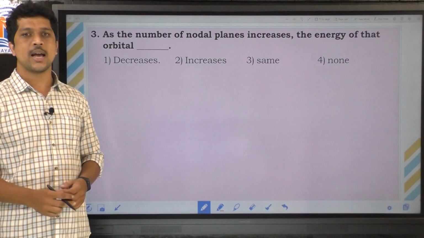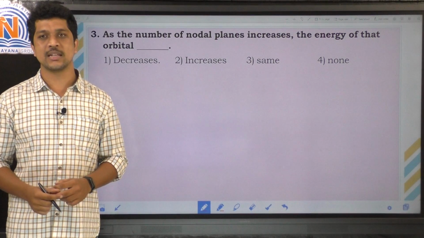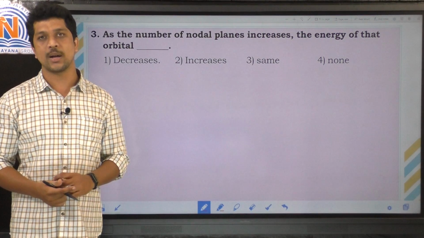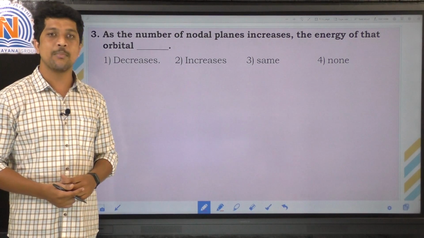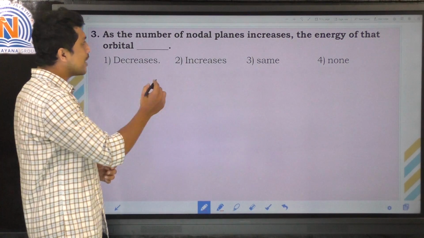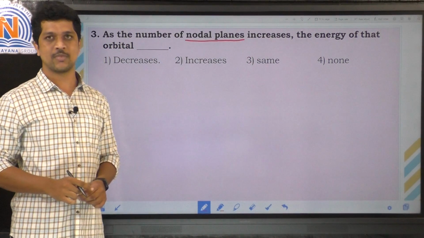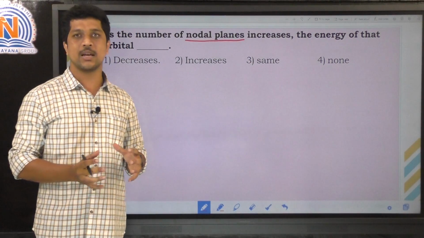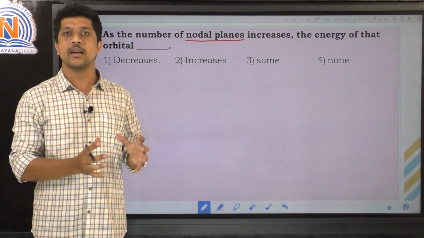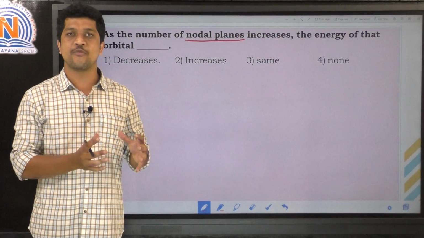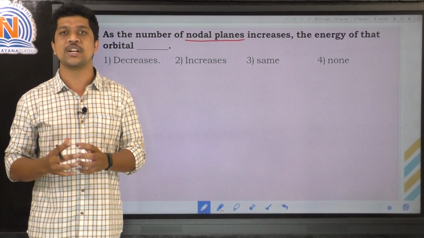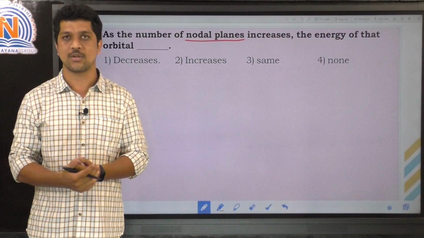Here the third question: as the number of nodal planes increases, the energy of the orbital, right? The number of nodal planes. So what is a nodal plane? First we have to discuss what a nodal plane is, right? A nodal plane is a space, an area at which we cannot find the probability of electrons. We cannot find the electrons, right?